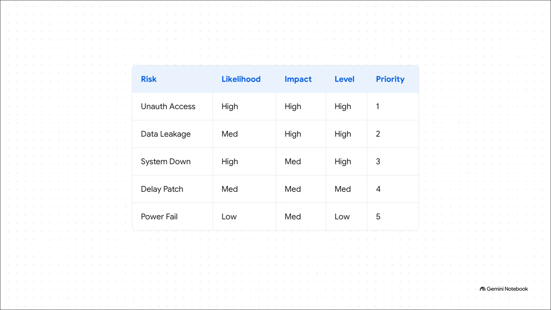Heading number 9, example, risk assessment sample. Once we identify risks, we map them out. Look at how this works. For the risk of unauthorized access, we have a high likelihood and a high impact, resulting in a high risk level, which makes it priority 1. On the flip side, maybe a localized power failure has a low likelihood and medium impact, making it a much lower priority. The audit focus note here is key. This matrix is all about assessing the intersection of likelihood and impact, so your team knows exactly where to spend their time and money first.